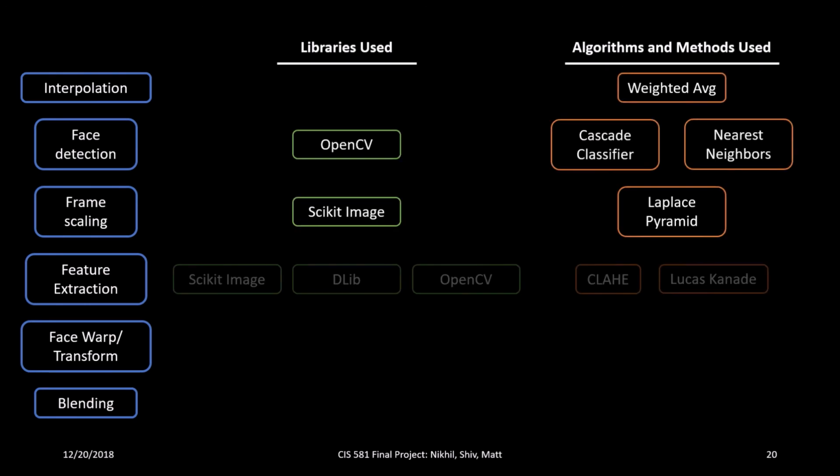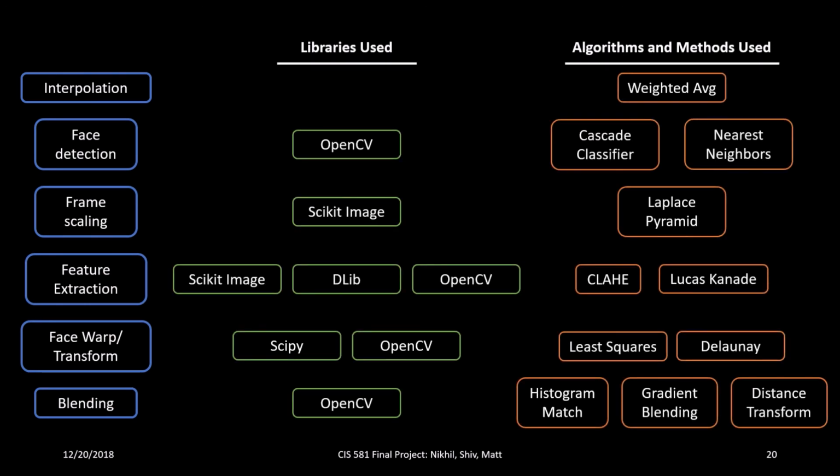In summary, we used several open source libraries to execute these algorithms and methods that we've described, such as OpenCV, scikit-image, dlib, as well as scipy. The algorithms and methods that we used include several that we studied over the course of the semester, like weighted averaging for interpolation, as well as filtering, nearest neighbors, Laplace pyramids, the optical flow algorithm, as well as least squares, Delaunay triangulation, as well as gradient blending and the distance transform. We also use some new ones, specifically the histogram matching algorithms that we use to adjust for lighting.